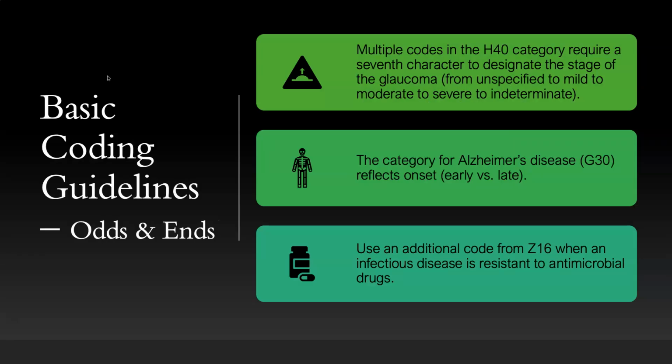So what about some odds and ends here? Well, if you look in the H40 category, H40 is eyes. So if that's what you were wondering about, that's eyes. And this specifically is glaucoma. There are many codes in that H40 glaucoma category that are going to require a seventh character to talk about the stage of the glaucoma, whether it's unspecified, mild, moderate, severe, indeterminate.